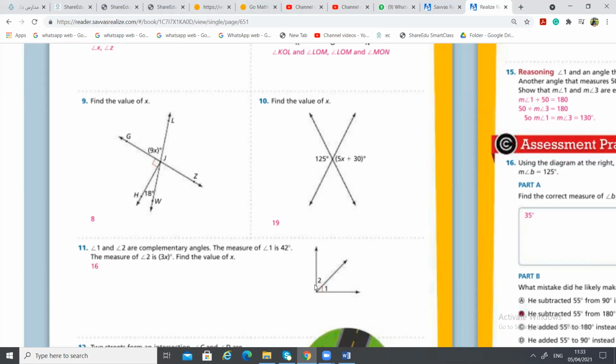Angle 1 plus angle 2 equal 90. When angle 1 is 42, what is the angle measure? Try to do it this way, girls: 42 plus x equal, 42 plus 3x equal 90. Come on, girls. I will give you some time and please try to solve this.